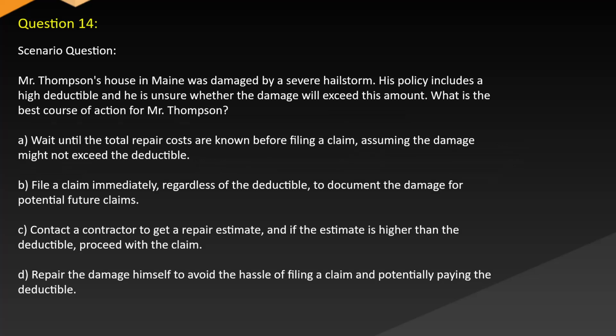Question 14. Scenario question. Mr. Thompson's house in Maine was damaged by a severe hailstorm. His policy includes a high deductible and he is unsure whether the damage will exceed this amount. What is the best course of action for Mr. Thompson? A. Wait until the total repair costs are known before filing a claim, assuming the damage might not exceed the deductible. B. File a claim immediately, regardless of the deductible, to document the damage for potential future claims. C. Contact a contractor to get a repair estimate, and if the estimate is higher than the deductible, proceed with the claim. D. Repair the damage himself to avoid the hassle of filing a claim and potentially paying the deductible.